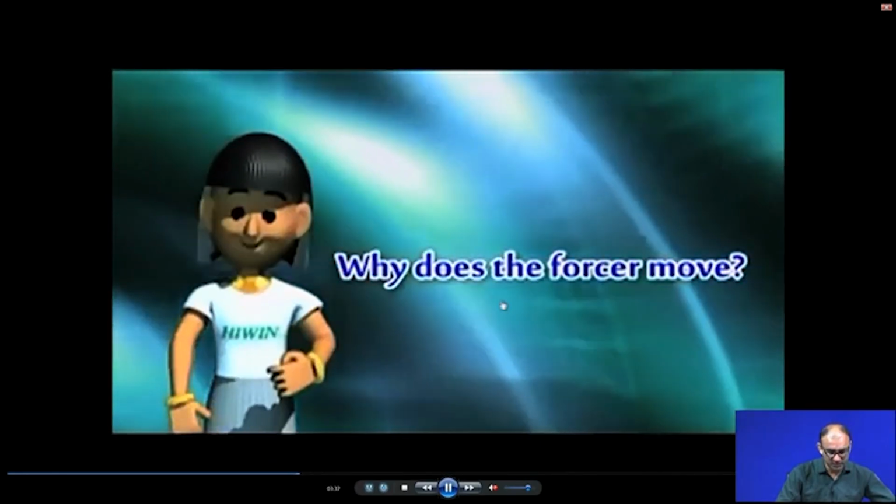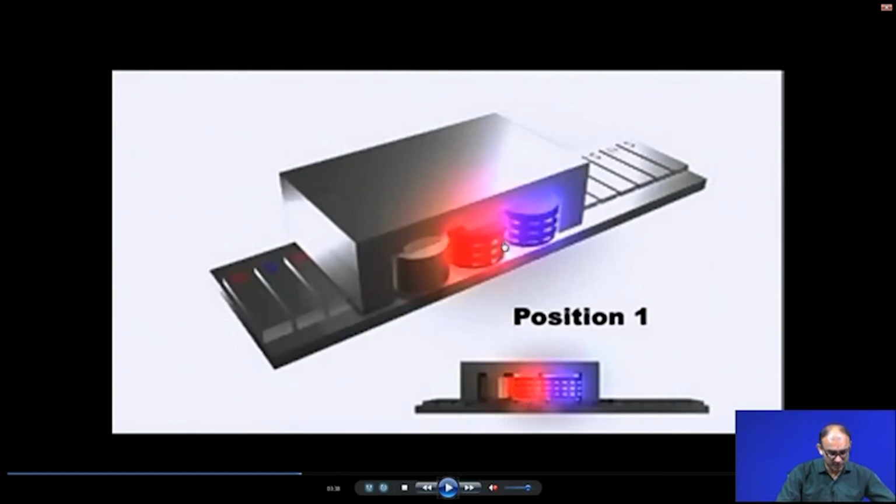So, how does this forcer move? Here, this is position 1. We have 3 coils here, and these two coils are energized, and we know that these are the magnets with an alternate pole arrangement: north pole, south pole, north pole, south pole, like this. So, this is the first position.